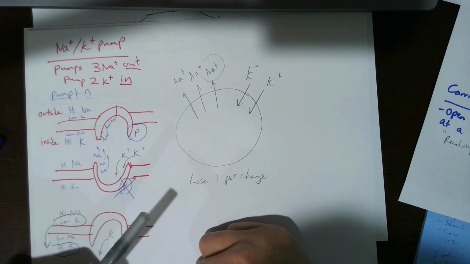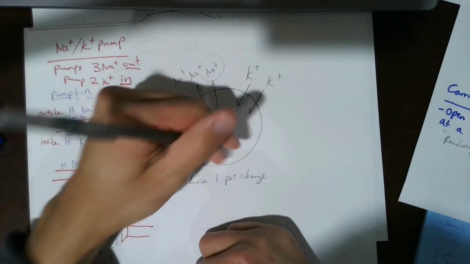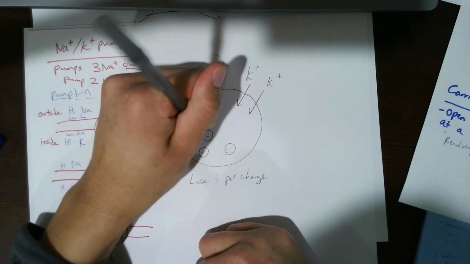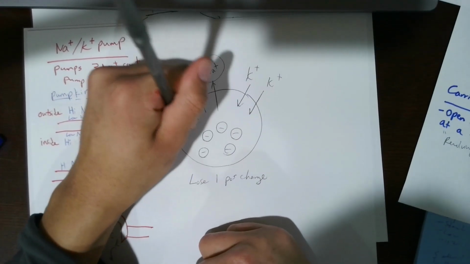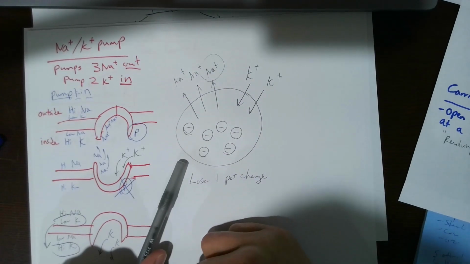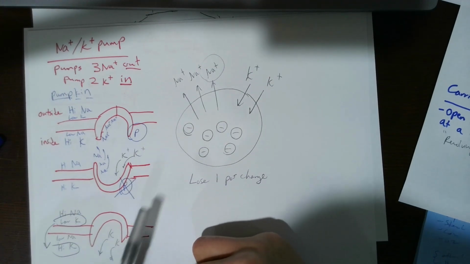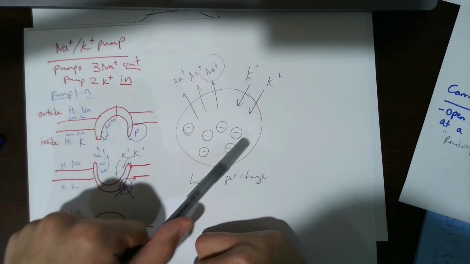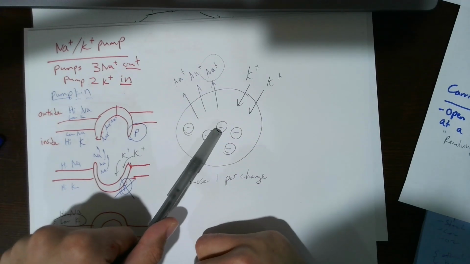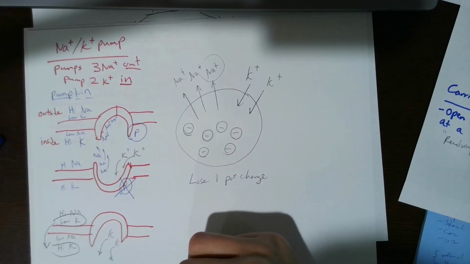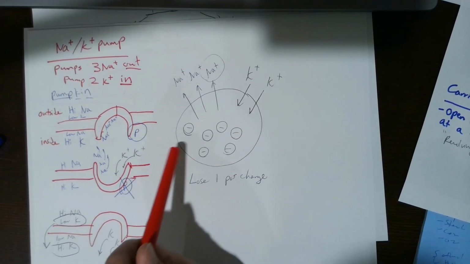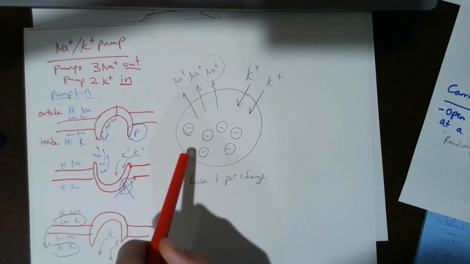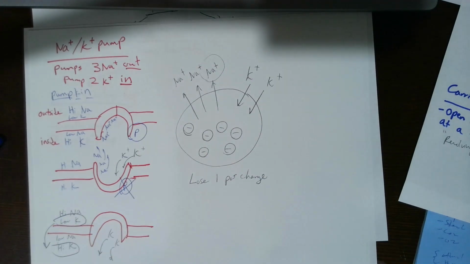Now what happens is the negative charges, they're not moving in the cell, alright? Because the pump only moves sodium and potassium. So the negative charges aren't changing. They're just staying in the cell. Fun fact, the negative charges, do you know what they are? They're mostly DNA. DNA is the main negative charge inside the cell.